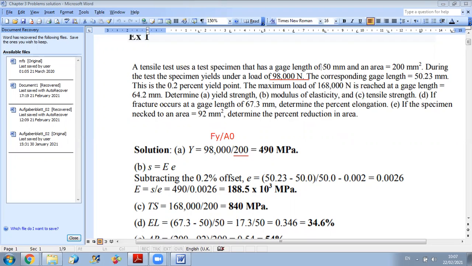Now, concerning unit, if the force is in Newton and the area is in millimeter square, then the yield strength you get will be in megapascal. And if you convert the area to meter square, then you will get a value in Pascal. Okay? Now, in part B, we want to calculate the modulus of elasticity.